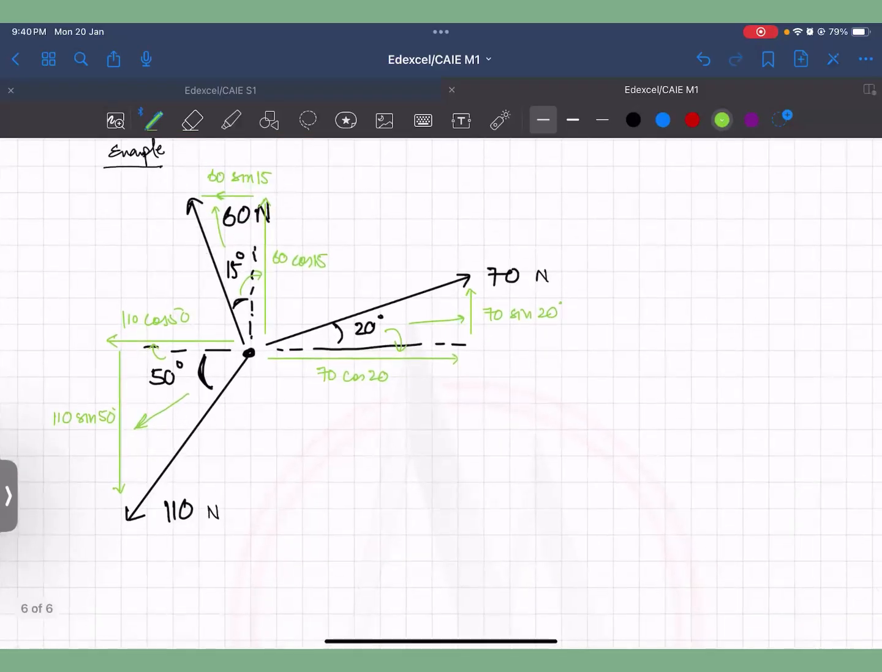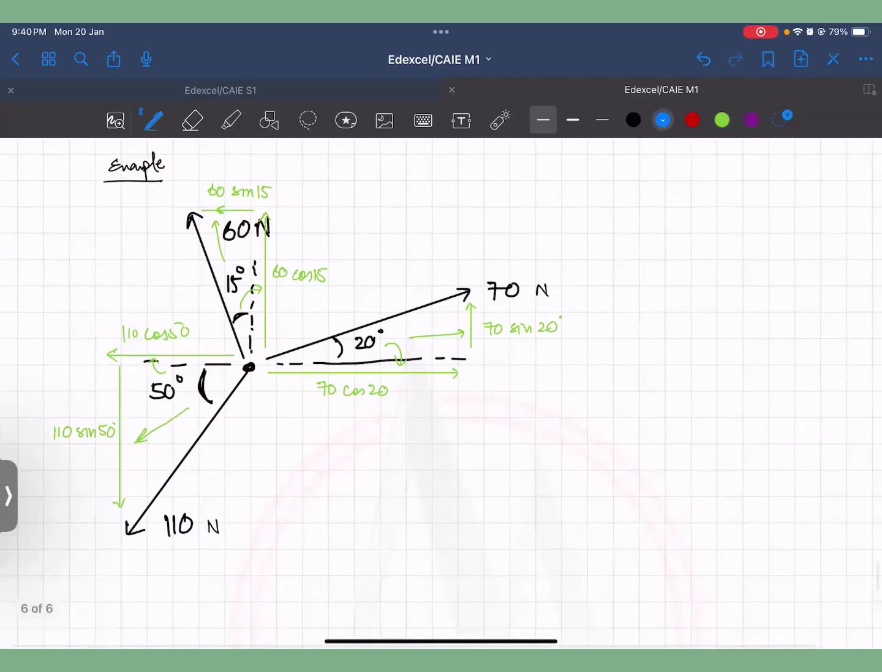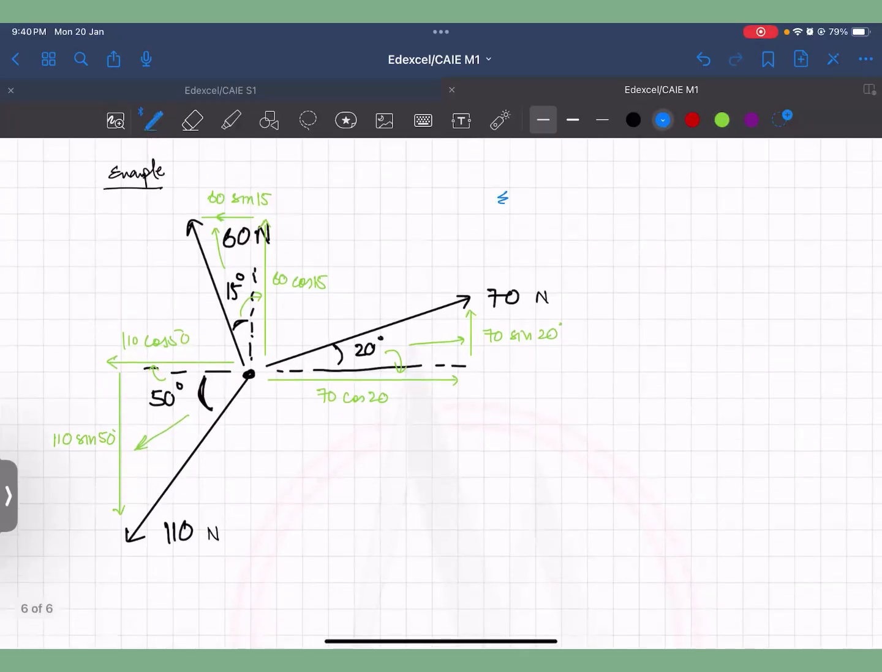Now you have every component that you have found. The next step, you find your summation of horizontal components, and then you find your summation of vertical components with the appropriate directions as well. Sorry, the sign convention. So I take this one as the first one. This is in the positive direction, so 70 cos 20.